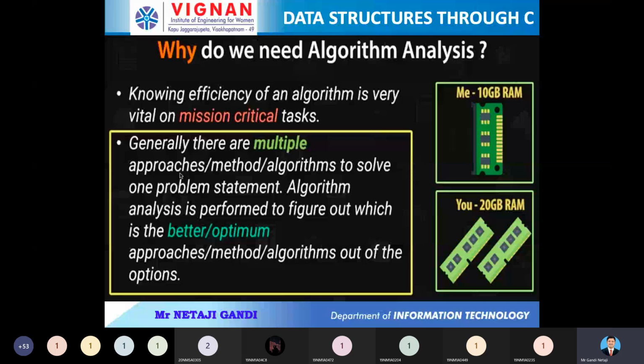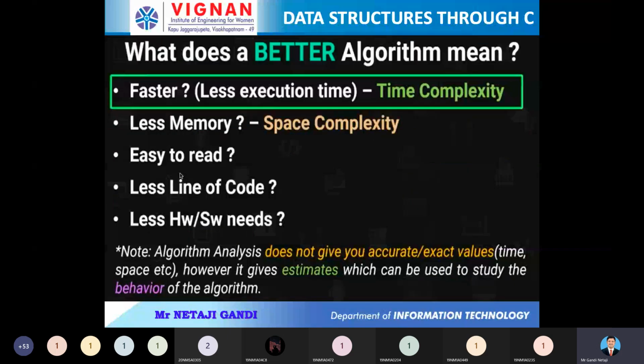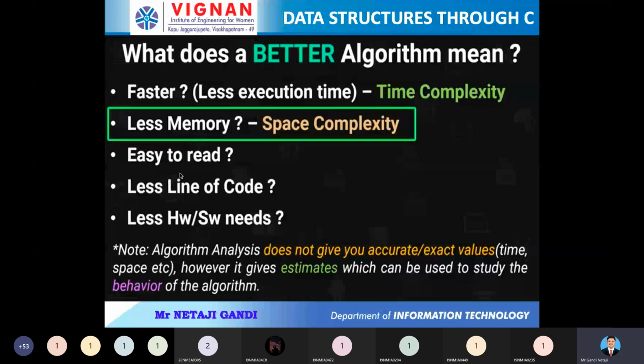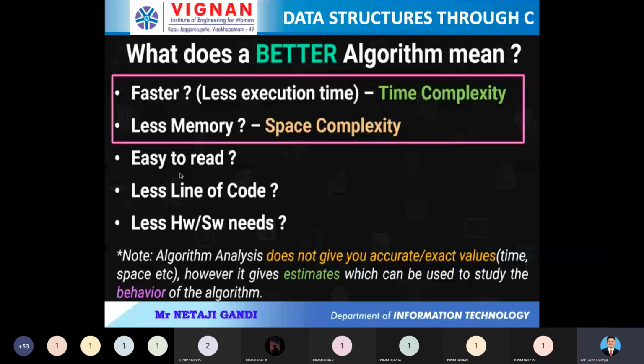So time complexity and space complexity are very important. What does a better algorithm mean? What is the best algorithm? We must consider how much time it takes to execute the program, first, and how much space, how much memory, is required to run the program. That's why these two are very important. From the written test point of view and the interview point of view, everybody asks questions about data structures.